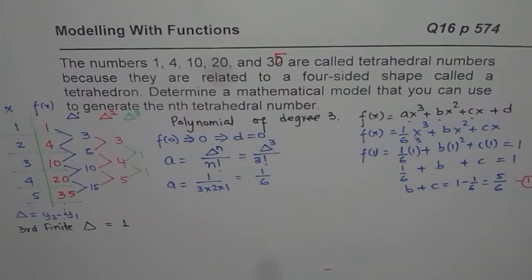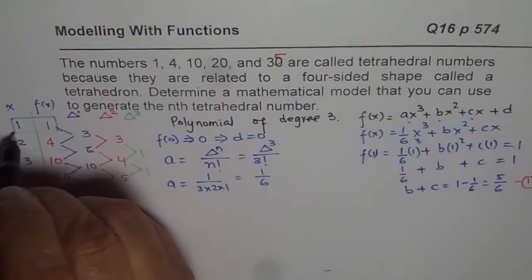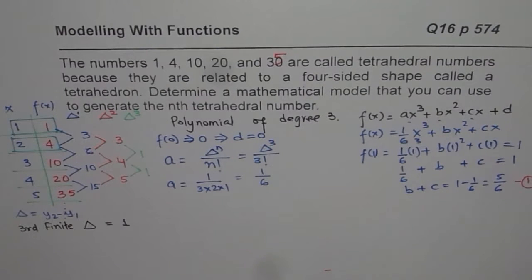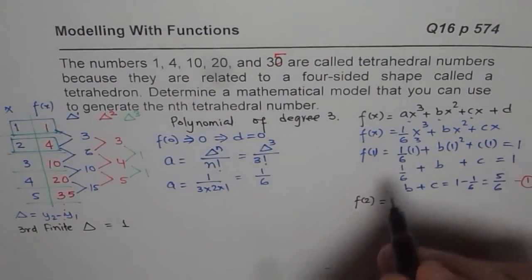Okay. Now let us find another equation that we can find using the second point, right? So we used 1 point and got 1 equation. So we applied this point, right? So we got 1 equation. Now we'll use the second point to get the second equation. So let us write f of 2 equals to what? So we'll say f of 2 equals to, replace x with 2, right?